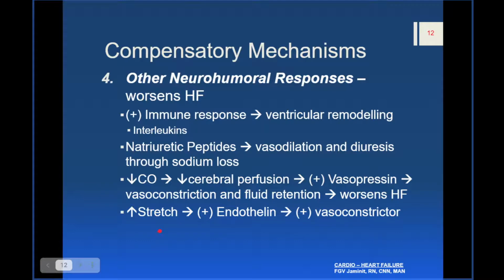So, an increase in the myocardial stretch, including in the blood vessels, of the endothelin, releases vasoconstrictor, which later on increases the blood pressure of the patient.